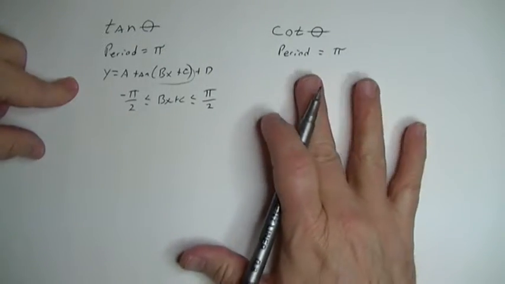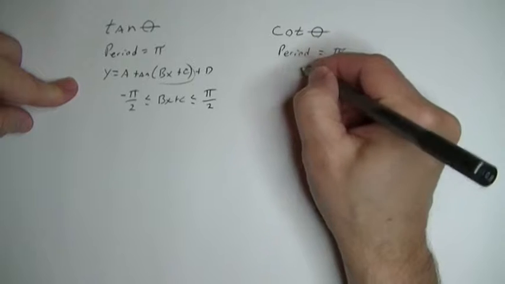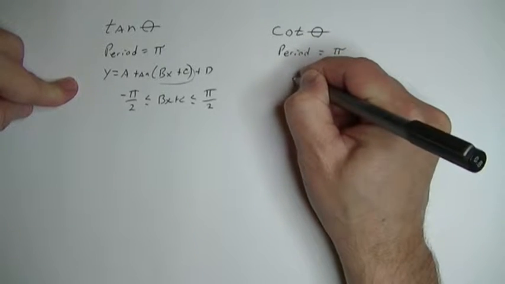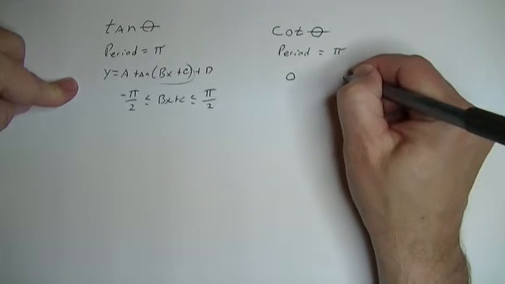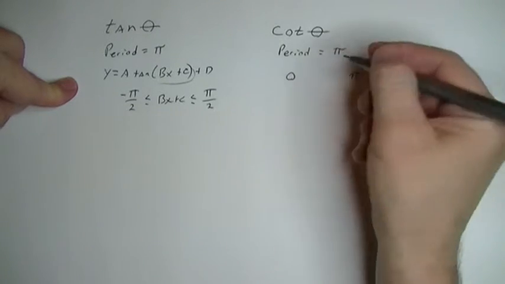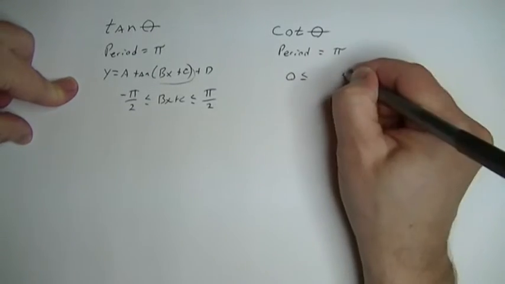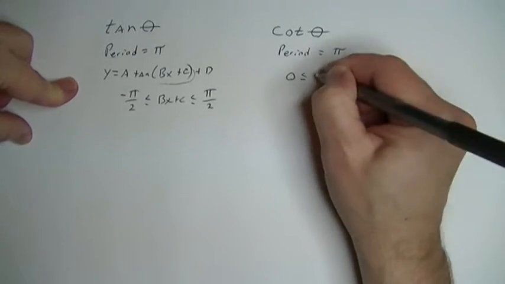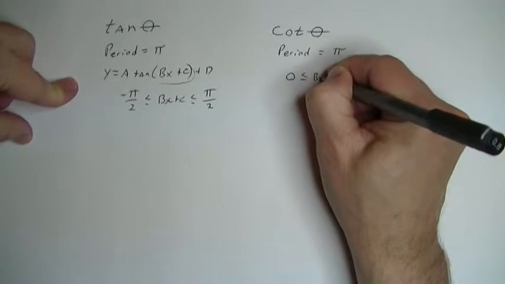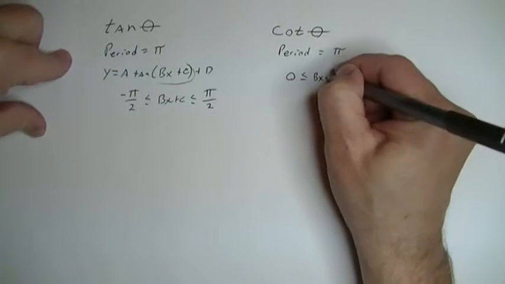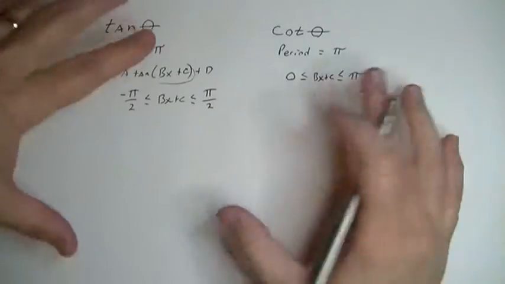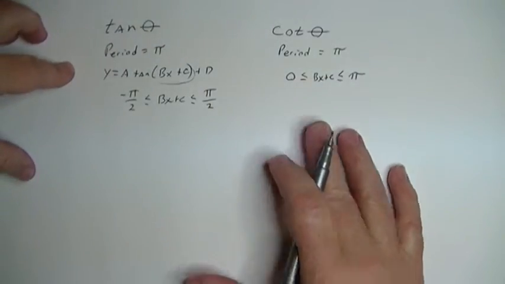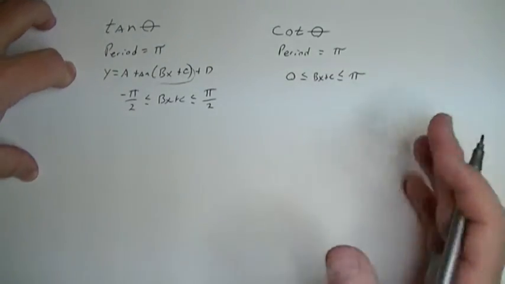With the cotangent, it also has a period equal to pi, but it starts and ends at different places. So when you do this one, you want to set this up from 0 to pi. Whatever you've got in this function, bx plus c, that goes in there. You solve just like you did for sine and cosine, and you'll find your phase shift and everything else.